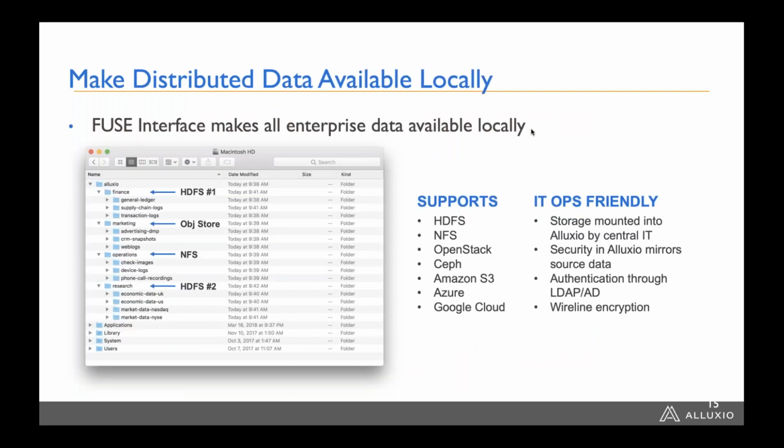And this shows you how the Fuse interface makes the data available locally, although it is actually backed by different storage. And notice that Alluxio provides data caching, and if you're accessing data from these different folders, it will be cached in Alluxio space. And if you're even running Alluxio workers locally, you can basically access locally cached data.